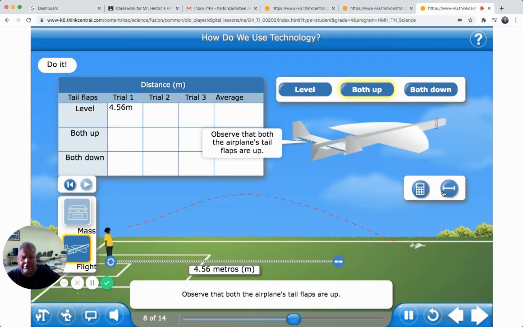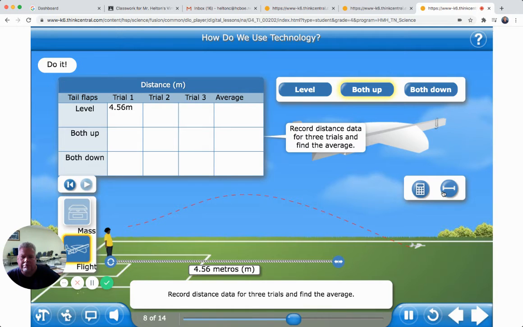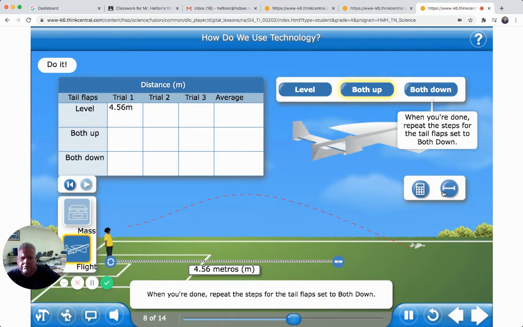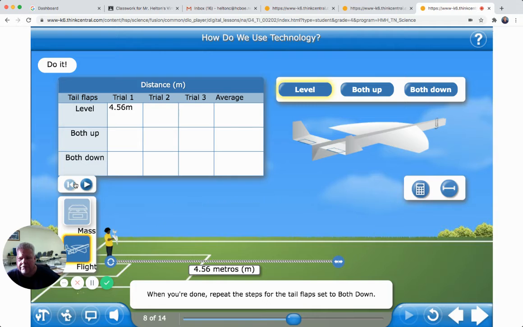Observe that both the airplane's tail flaps are up. Record distance data for 3 trials and find the average. When you're done, repeat the steps for the tail flaps set to both down. Okay, now we know. Let's put them both level again because we need to fly it 2 more times with level.